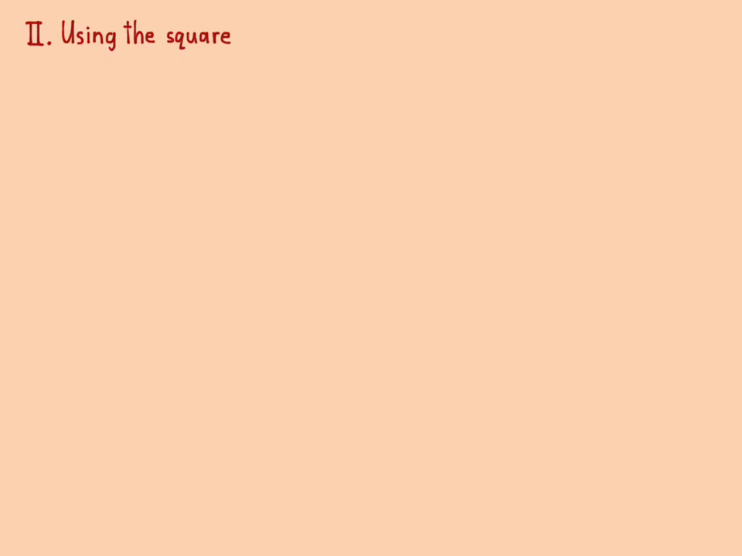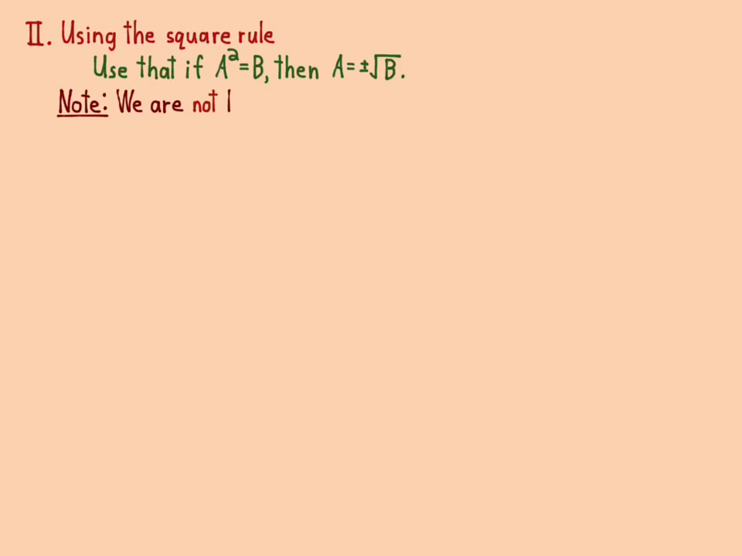Okay, so the second method of solving a quadratic equation is using the square rule, and we can use this if the formula is in a certain form. And what we're doing is we're using that if a squared equals b, then a equals plus or minus square root of b. This is called the square rule. Some books call it the square root rule. It doesn't really matter. You start with a square and you end up with a square root.